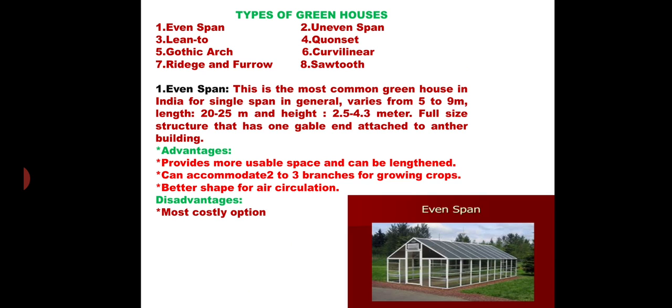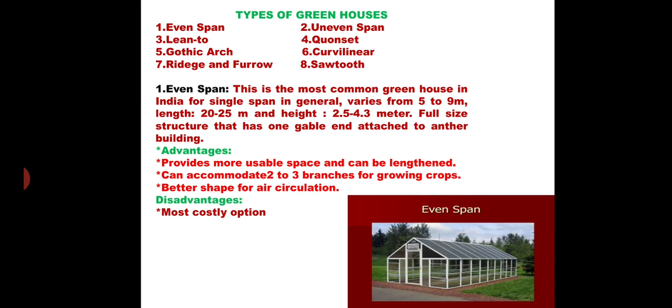First, we discuss about even span. This is the most common greenhouse in India. A single span in general varies from 5 to 9 m in width, length 20 to 25 meters, and height 2.5 to 4.3 meters. It is a full size structure that has one gable end attached to another building.